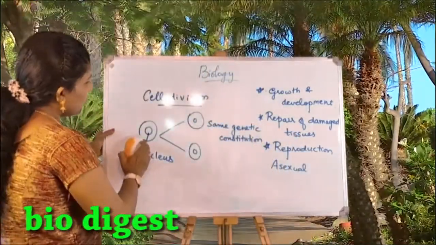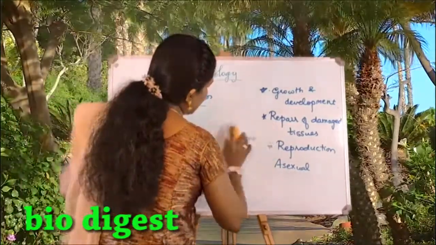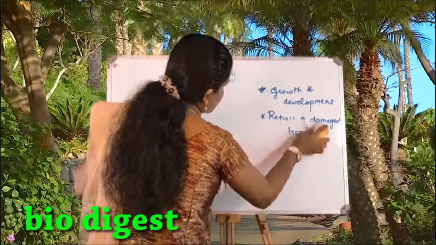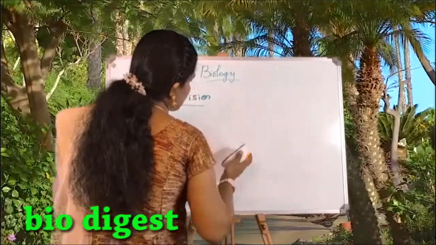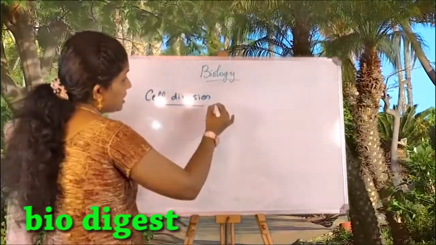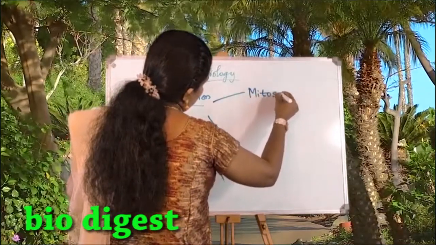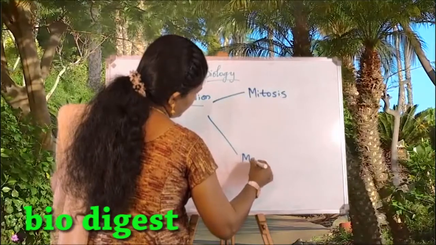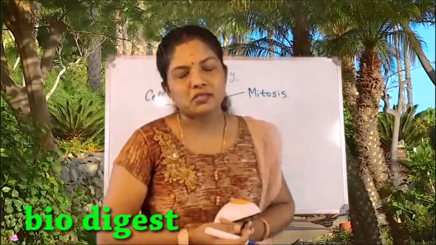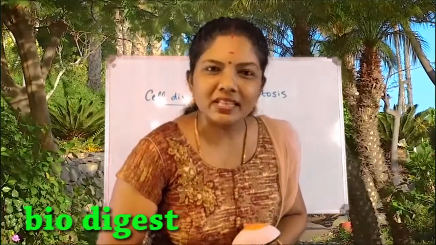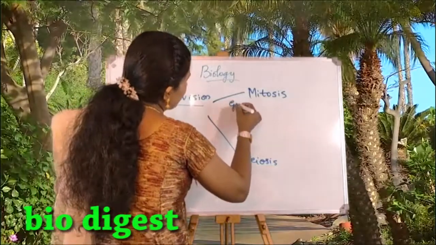Now we will see what are the types of cell division. Basically there are two kinds of cell division. Which are they? It is mitosis and meiosis. What is mitosis? Mitosis is the type of cell division that will be resulting in growth and development.